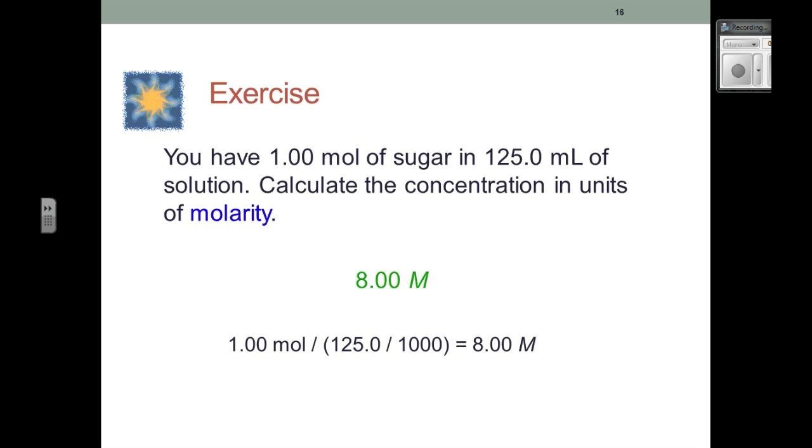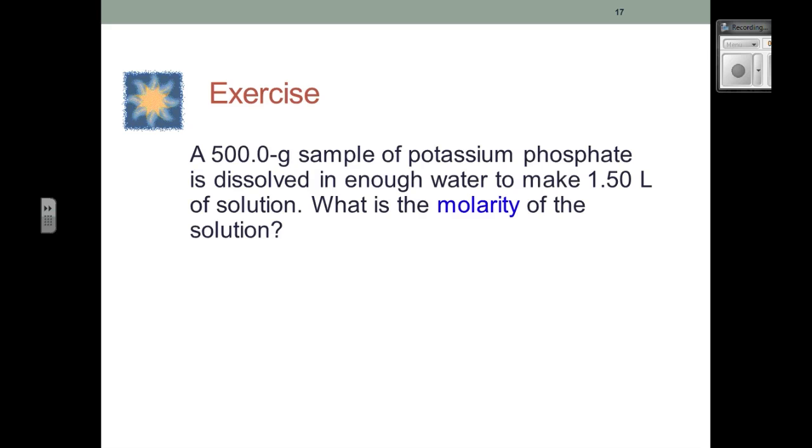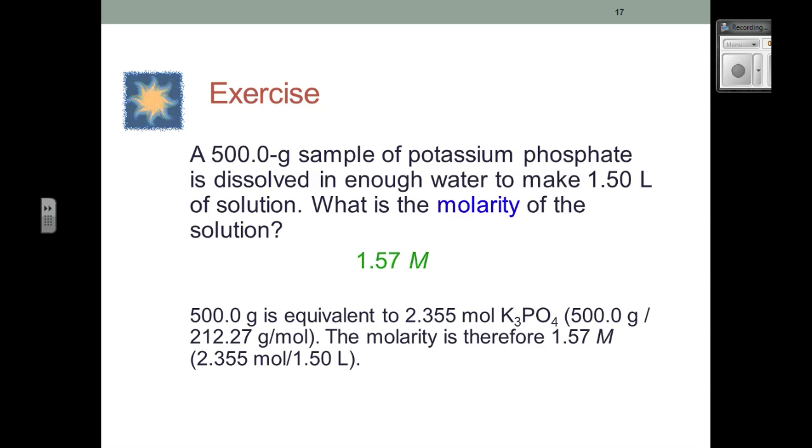And how we do that is we just take our moles per liter. But remember, it's moles per liter, so you need to convert milliliters to liters. Just remember, there are 1,000 milliliters in 1 liter. Does everybody get that? Any questions on that? 500 grams of potassium phosphate is dissolved in enough water to make 1.5 liters of solution. What is the molarity? Answer, 1.57.